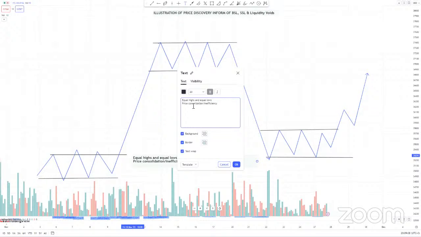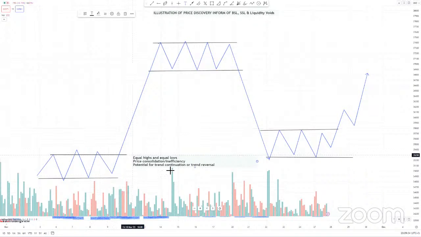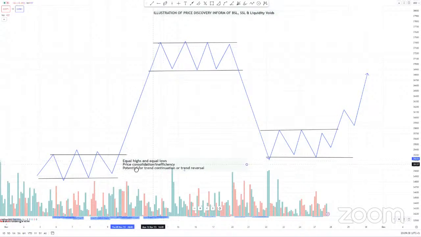So we have equal highs, equal lows. And of course, here we're having potential for trend continuation or trend reversal. Okay. Now, this is what we are seeing right where this box is.